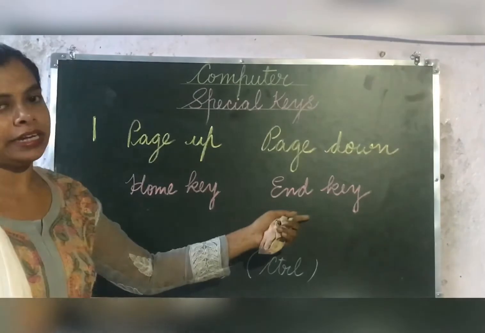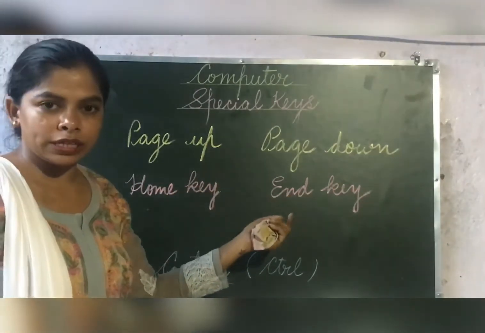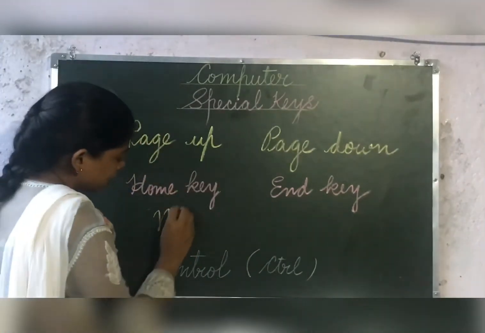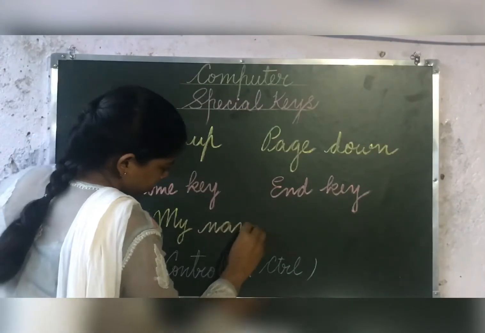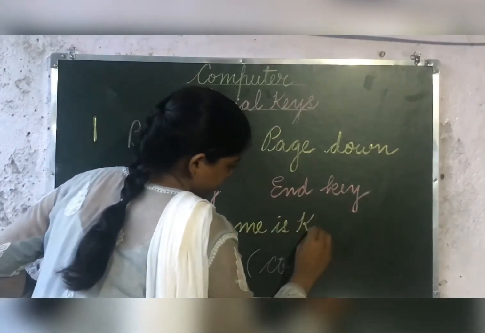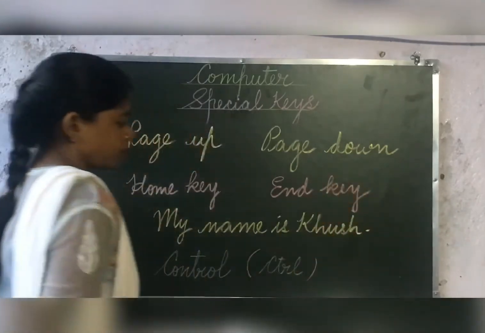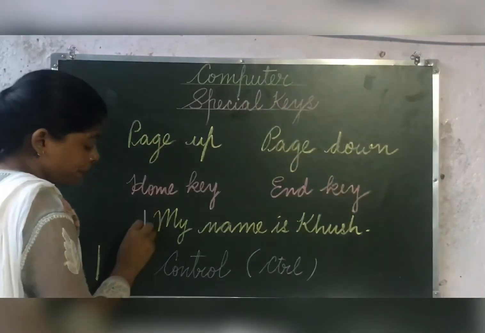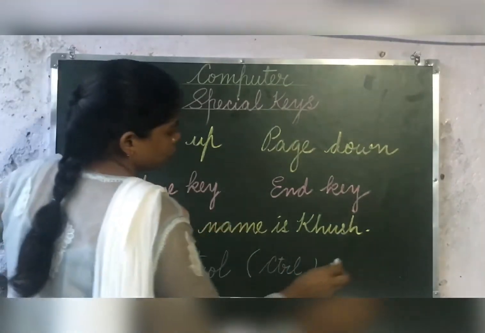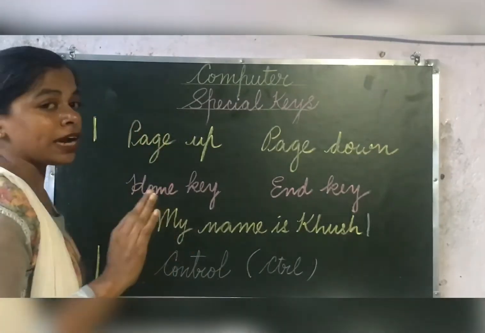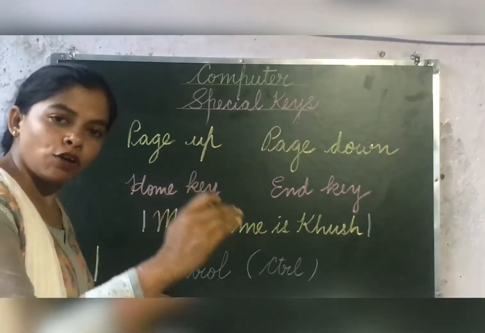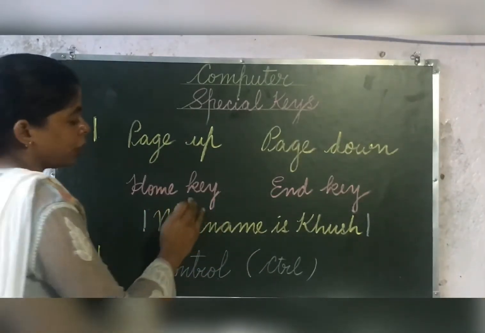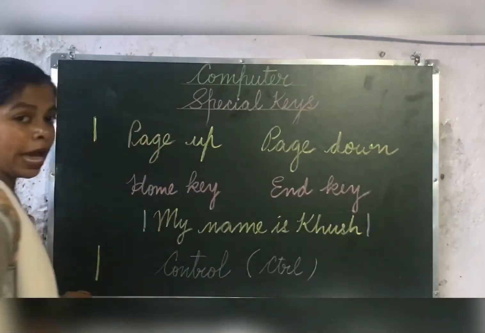Second key is the home key and end key. The home key and end key are used to bring the cursor to the beginning of the line and to the end of the line. Suppose I am writing one sentence, that is, my name is Khushbu. Okay, now, children, when you press the home key, the cursor will come to the beginning of the line. When you press the end key, the cursor will go to the end of the line. Not the end of the sentence, children, but the end of the line.